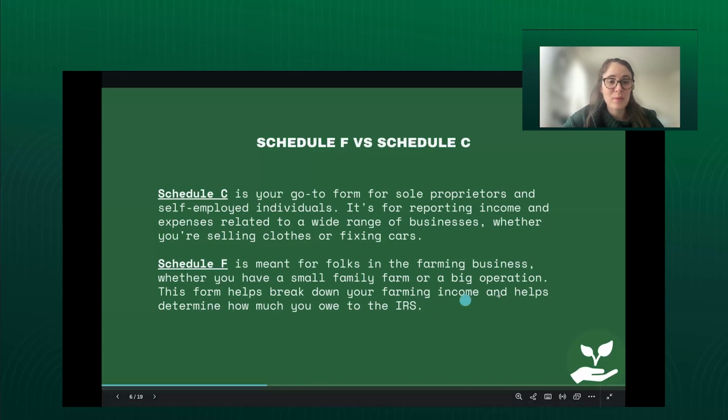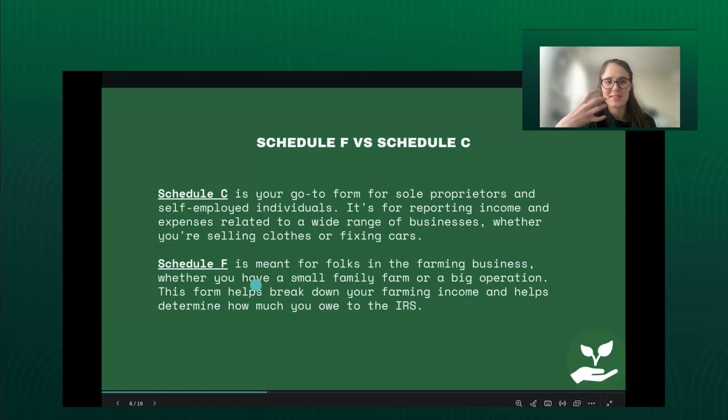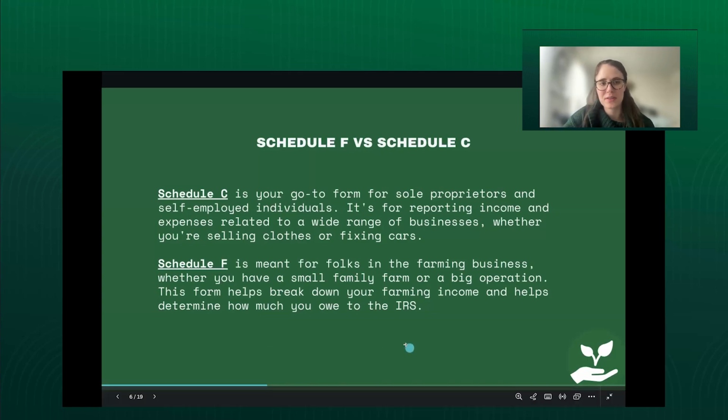But the Schedule F is what we are fixating on in this presentation because it is the core of the agricultural reporting forms for tax times. And this is for anyone who is producing and selling an agricultural product on your farm. This is sort of your communication tool to the IRS.